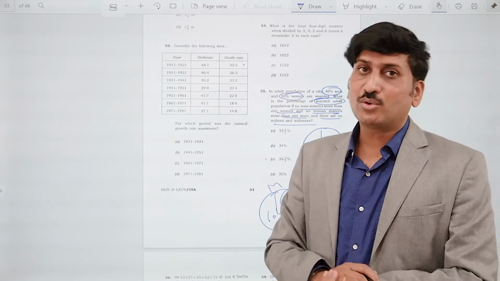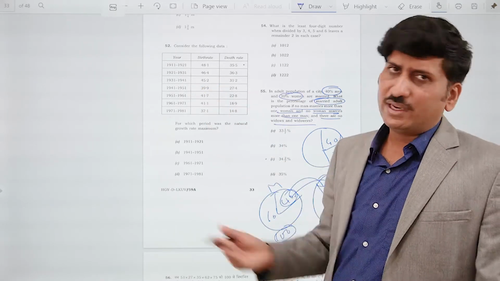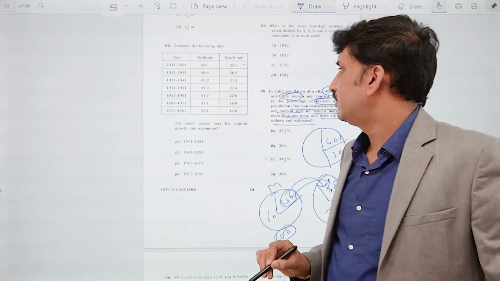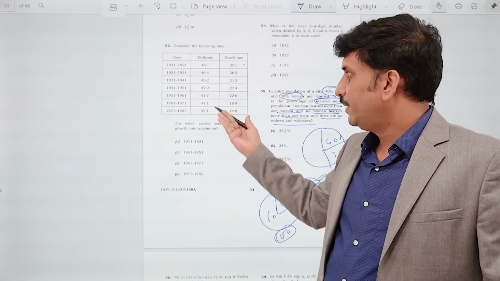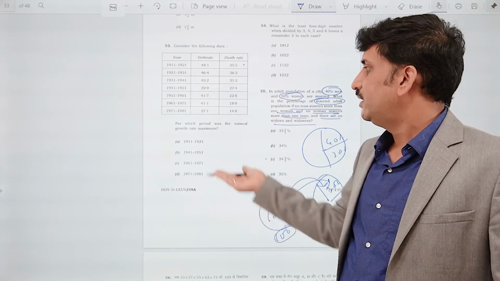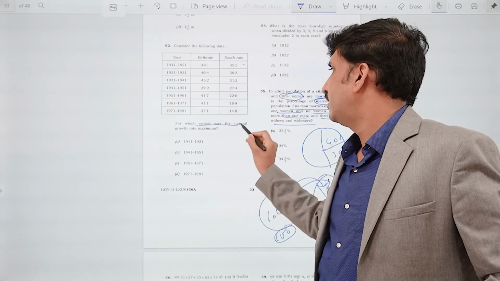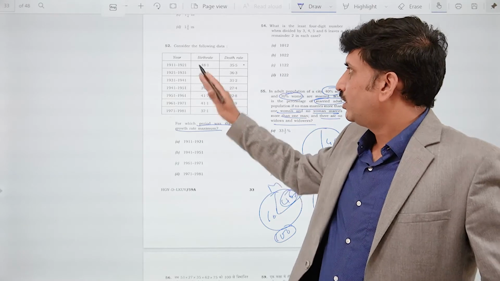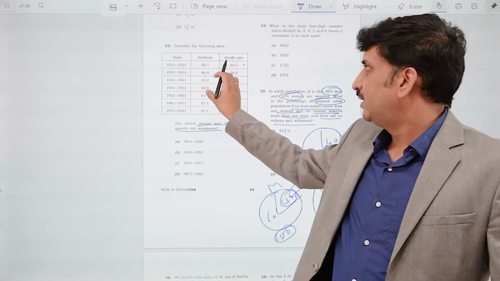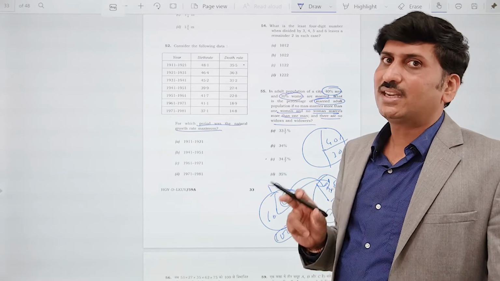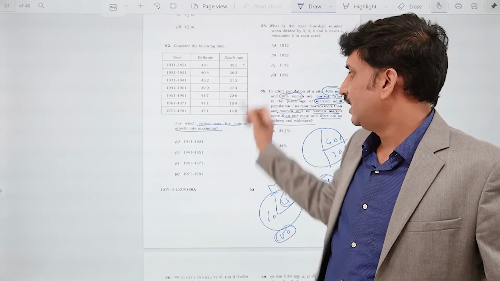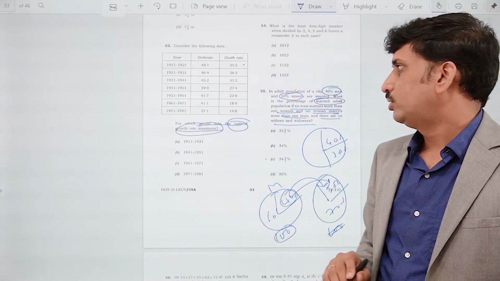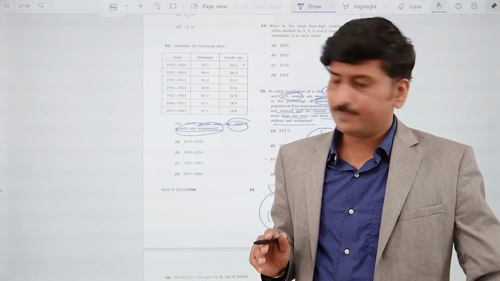And there was a data interpretation question, because you need to see the reports sometimes. Here the year is mentioned, birth rate, death rate is mentioned, okay. So you should be able to understand the data and answer the question, for which period was the natural growth rate maximum. We should know how to compare the growth rate from the given data, okay. That is the data interpretation. After calculating, then you can answer this, okay, in which period the natural growth rate was maximum.